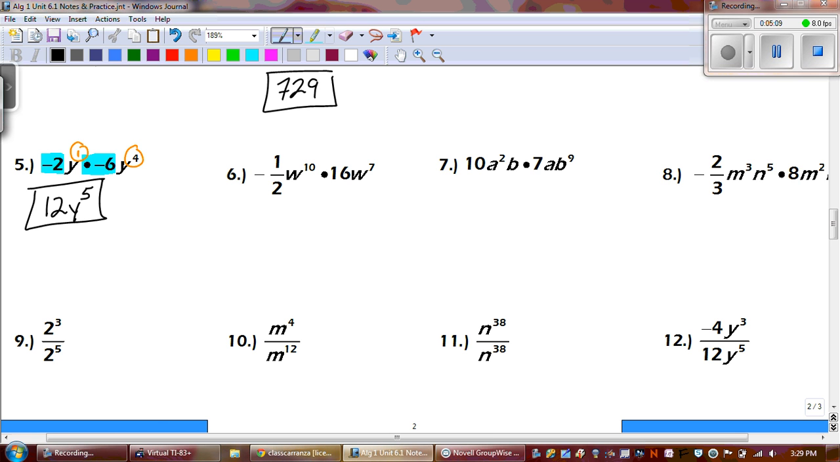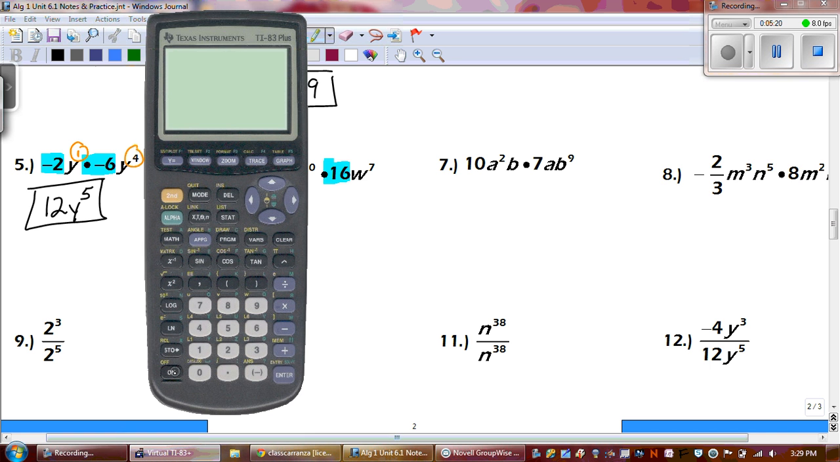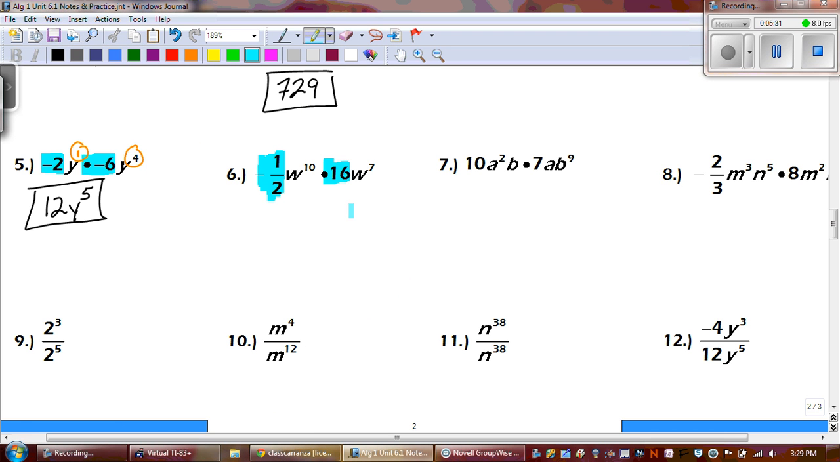Okay, number 6. Once again, take care of the coefficients. Negative 1/2 times 16. If you guys can't do it in your head, do it in your calculator. You have a negative 1/2 and you're timesing it by 16, and we get negative 8. And then we need to add the exponents, so that's 10 plus 7. The base stays the same, and we get negative 8w to the 17th.